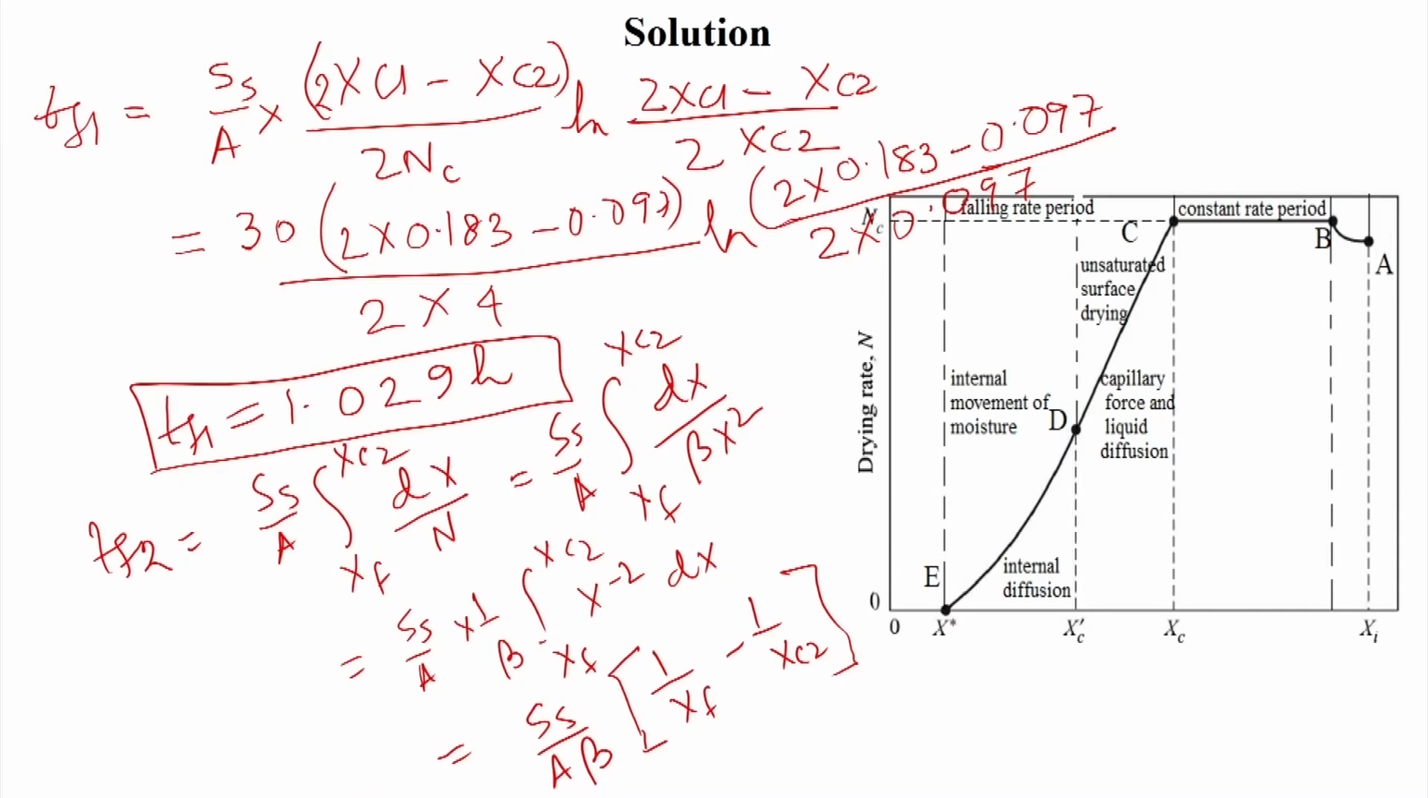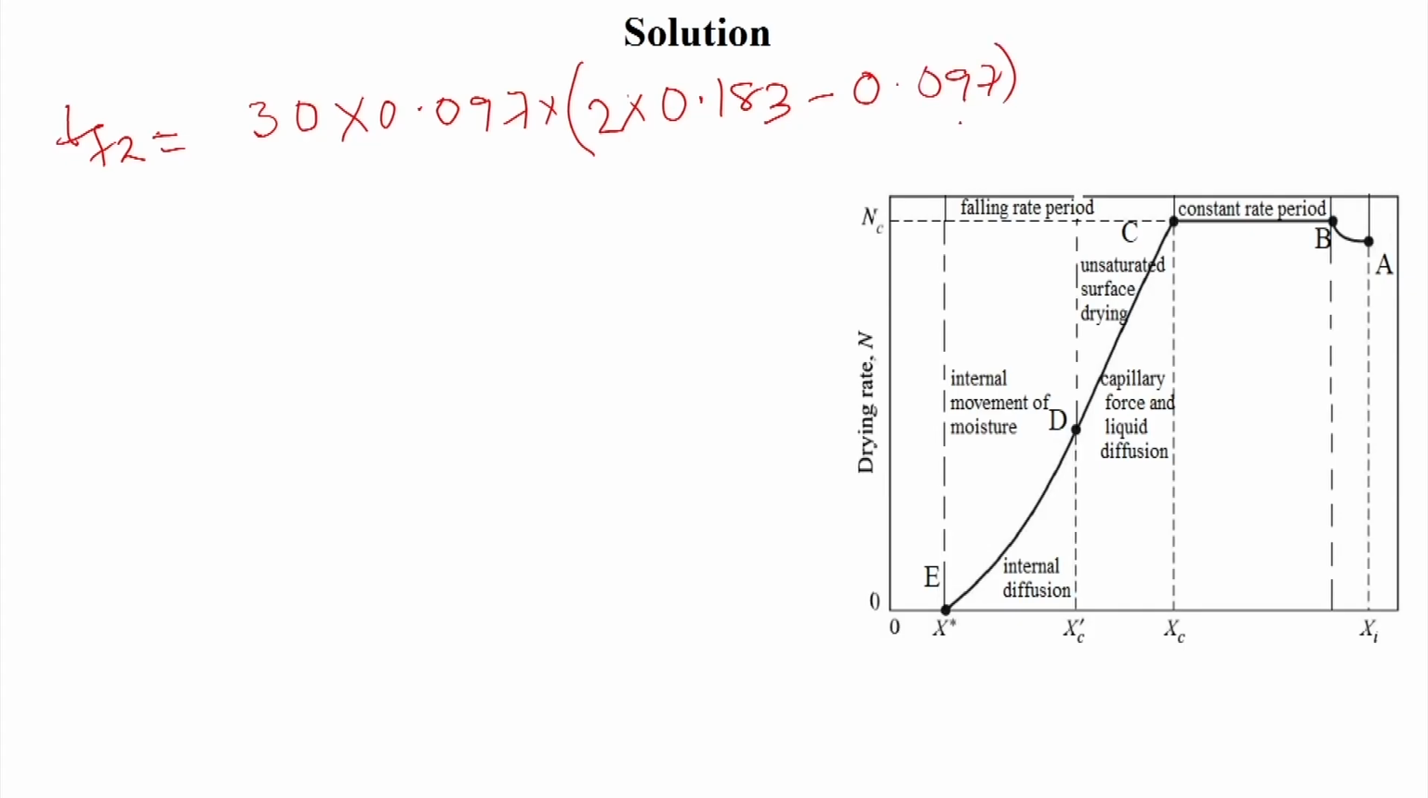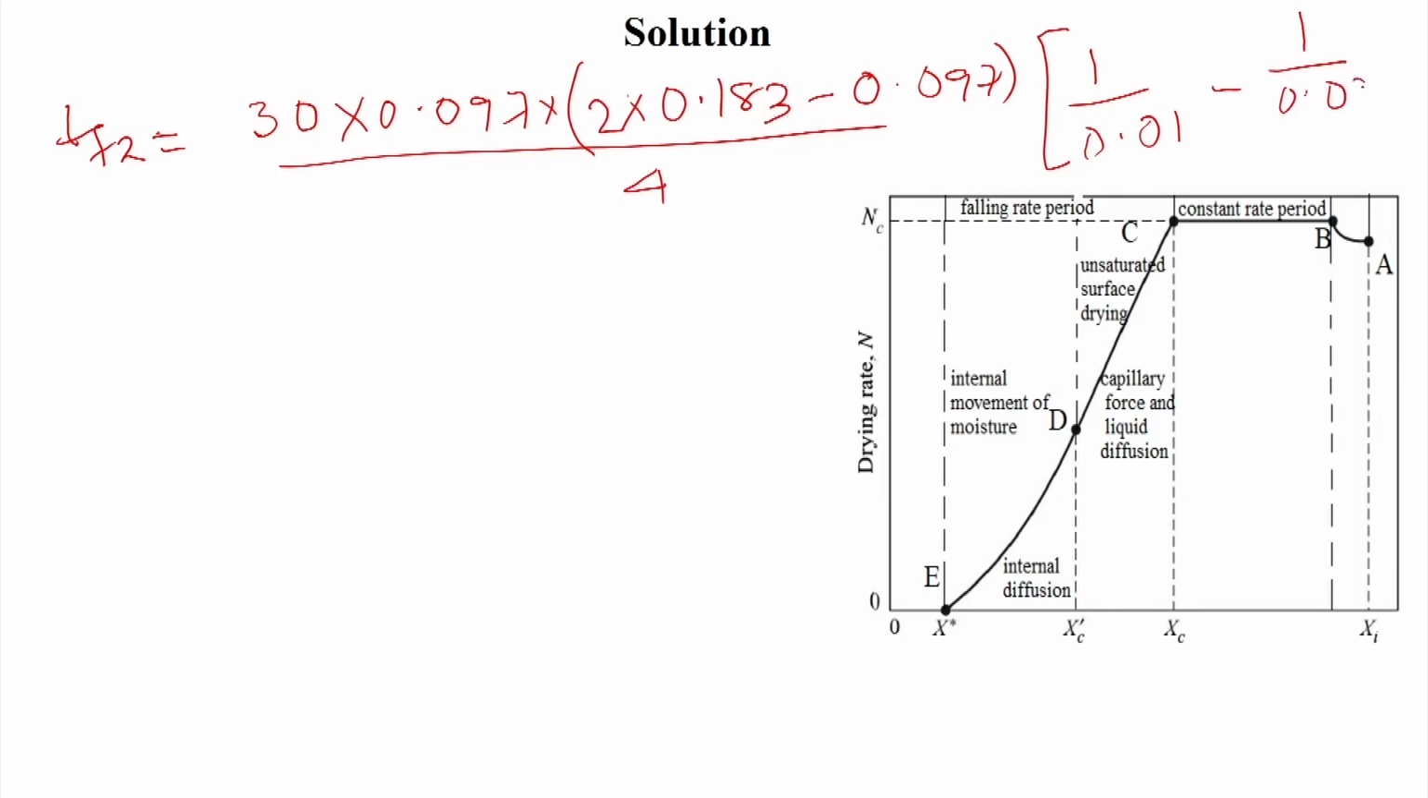If we put all these values, we will get Tf2 equal to 30 into 0.097 into 2 into 0.183 minus 0.097, divided by 4, into 1 by the final one, 0.01, minus XC2, 0.097, that is in hours. So, that comes out to be 17.552 hours.